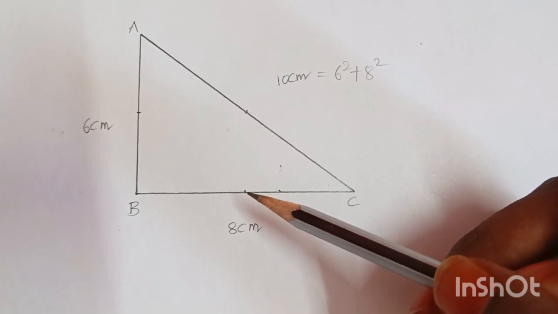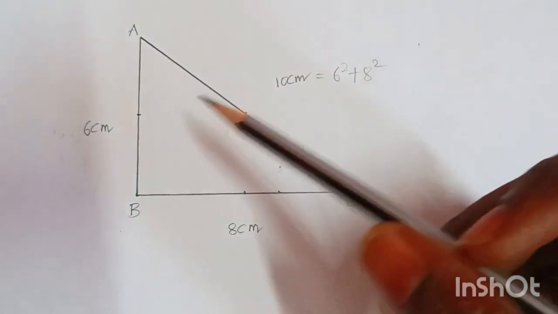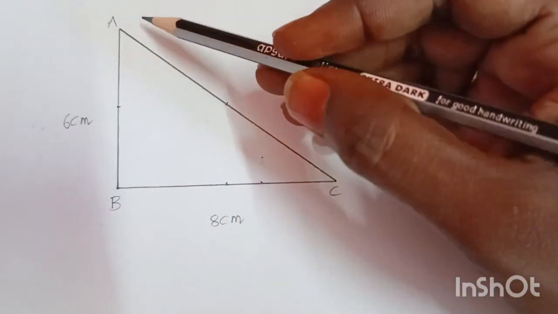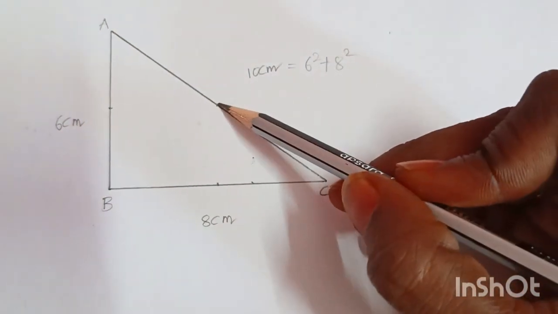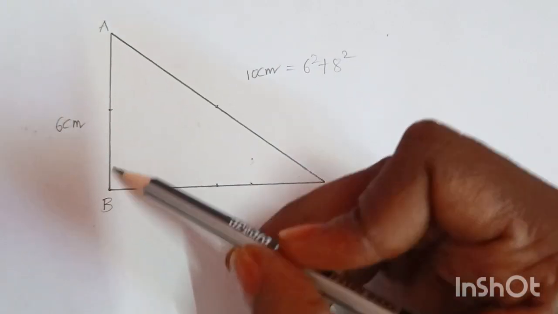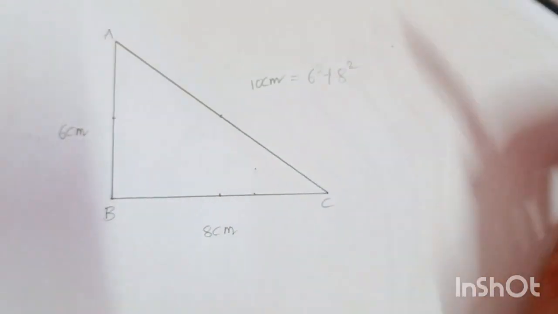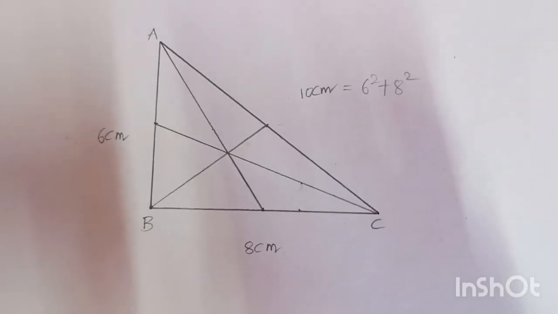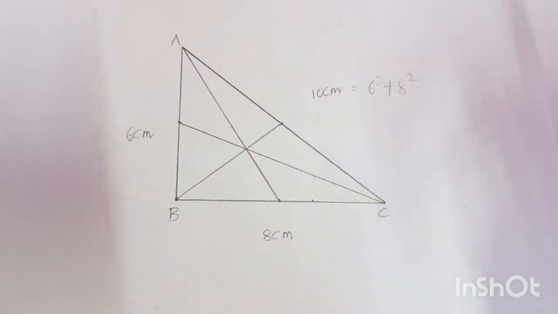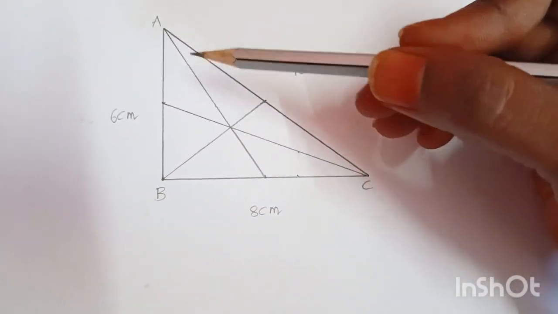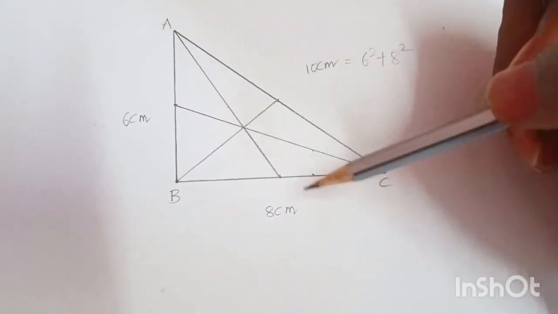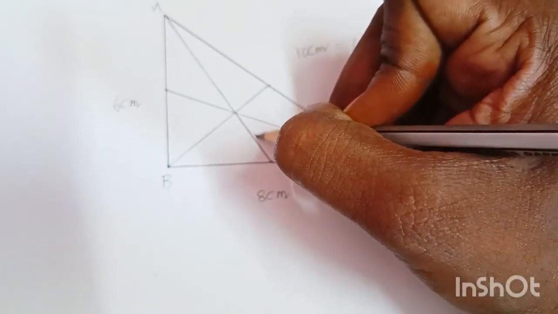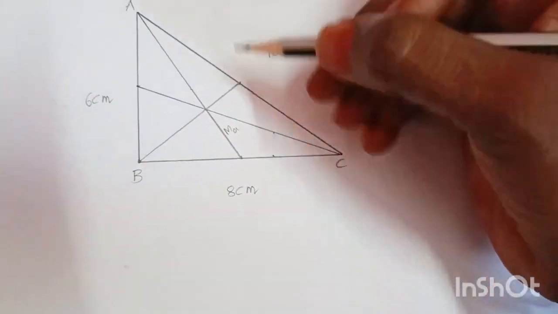And how to draw the medians? I have taken all the midpoints of the three sides AB, BC and CA. If you draw a line from each midpoint to its opposite vertex, it is called a median. Now I have drawn all the three medians of this right angle triangle. Let me give the name for each and every median. So this median is drawn from the vertex A. So I am assuming this as MA.